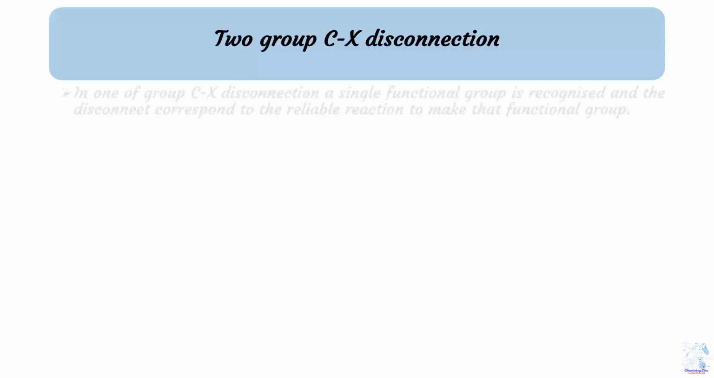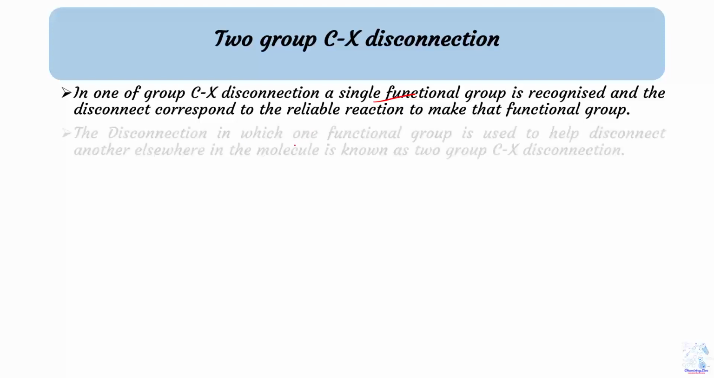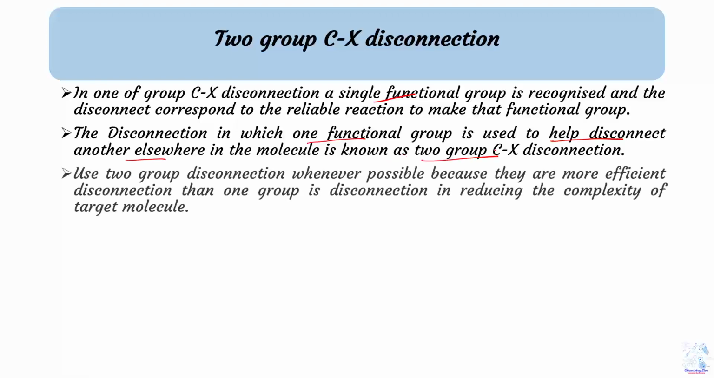In 2-group C-X disconnection, we must first know about the previous 1-group C-X disconnection, which is the disconnection of a single functional group that is recognized, and the disconnection corresponds to a reliable reaction. But a disconnection in which one functional group is used to help disconnect another elsewhere in the molecule is known as 2-group C-X disconnection. Use 2-group C-X disconnection whenever possible because it is more efficient than 1-group C-X disconnection, as it reduces the complexity of the target molecule.